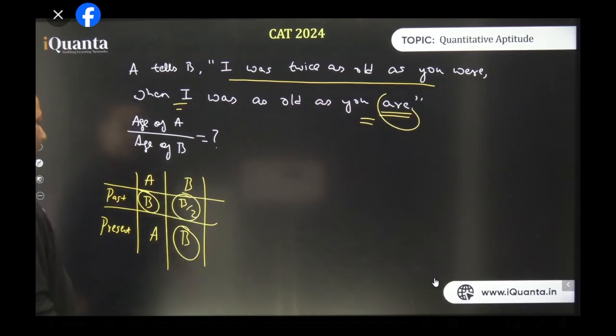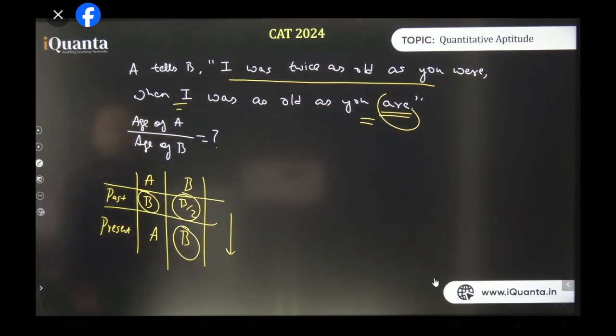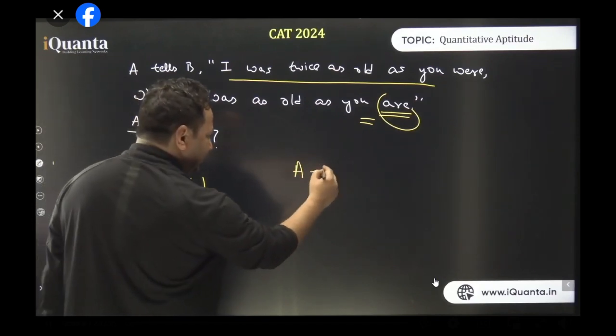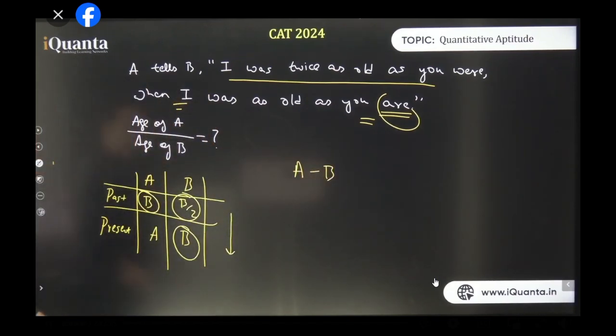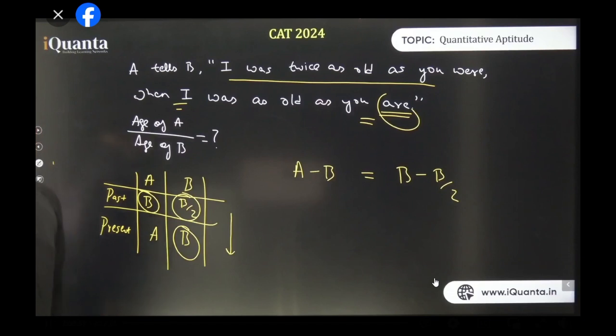By the way, the time has moved from past to present in the same speed for both of them. Right? I mean to say, the time that has passed for both of them will be same. Which means for A, the past time is A minus B. Today he is A years old, yesterday in the past is B years old, so how much time has passed? A minus B, right? And for B, how much time has passed? B minus B by 2. The time has to be equal. Let's solve it and get the answer.